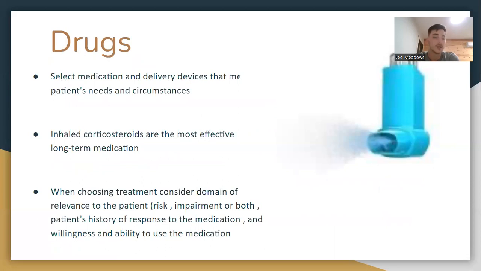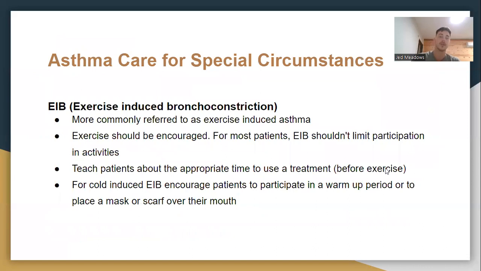Drugs. Okay. So select medication and delivery devices that meet patients' needs and circumstances. Inhaled corticosteroids are often the most effective long-term medication. When choosing treatment, consider domains of relevance to patients. So you want to make sure to check their risk, impairment, or both, the patient's history of response to the medication, and willingness or ability to use the medication.